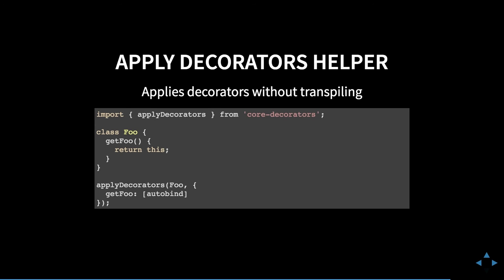The last really cool feature of core decorators is they have this applied decorator helper. What this does is it allows you to use decorators even if you're not using Babel, you just want to use vanilla JS, but you still want to take advantage of the cool functionality that core decorators gives you. And so they made a helper that allows you to apply a decorator without having to transpile or use Babel.